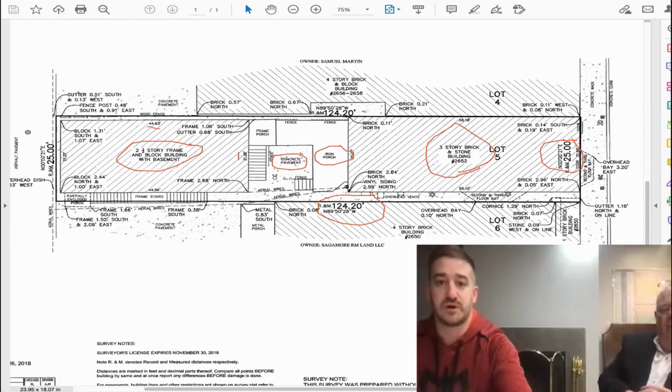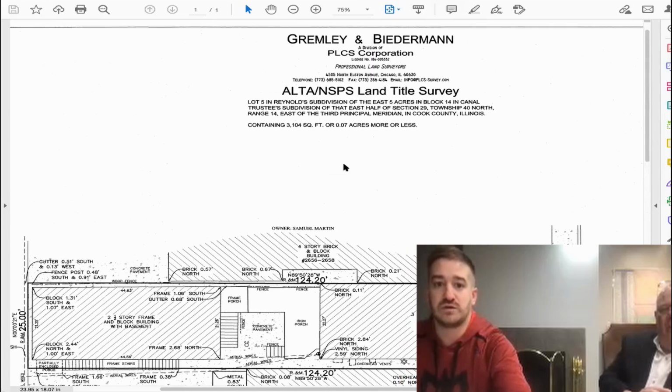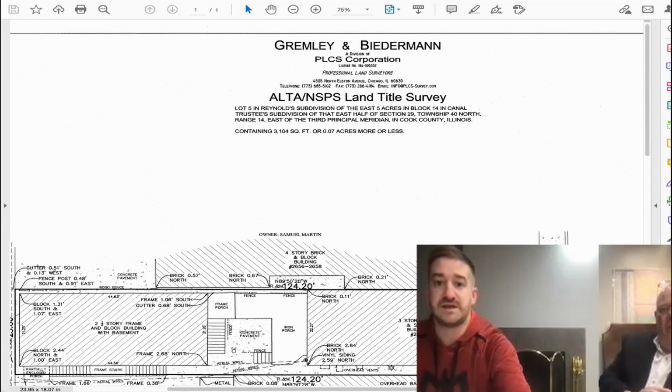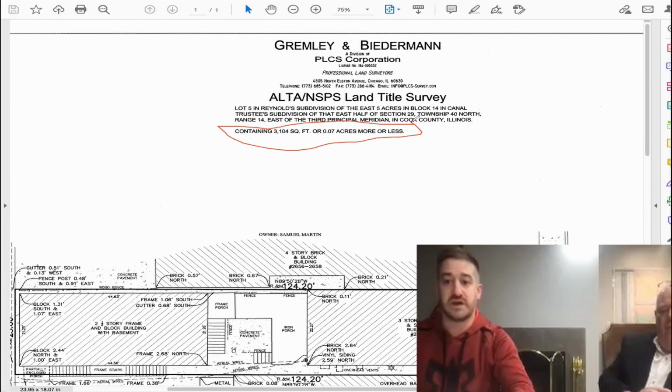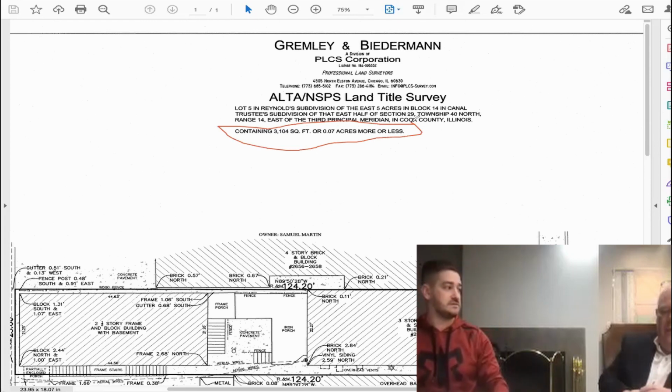Now, as a developer, when I want to tear down a building and build new, on every survey it's going to note how many square feet the lot is. And that is found up here. So this lot is 3,104 square feet. And that is very important for a developer on their floor area ratio and their MLA, which now I'll let Rick take over on that.